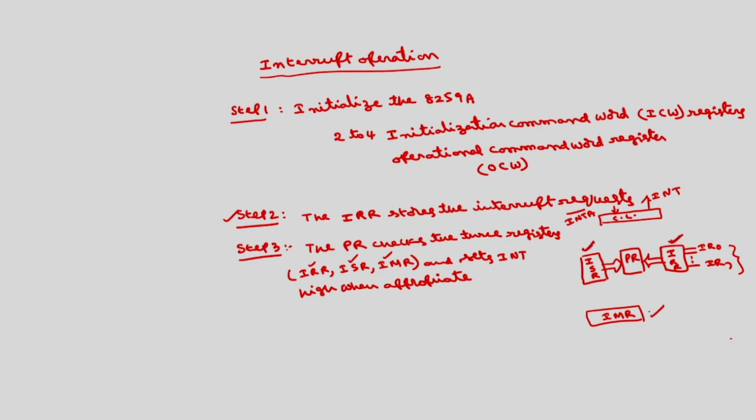After checking these 3 registers, the priority resolver will request the control logic and it will make INT equal to high. This INT will be connected to the microprocessor, and this INTA bar will be connected to the microprocessor. This means the 8259A has now requested the microprocessor for an interrupt. Then the next step is step 4. The microprocessor 8086 acknowledges through INTA bar.